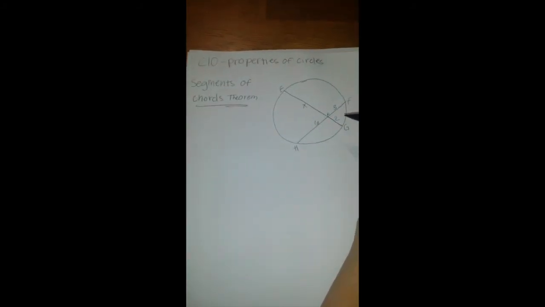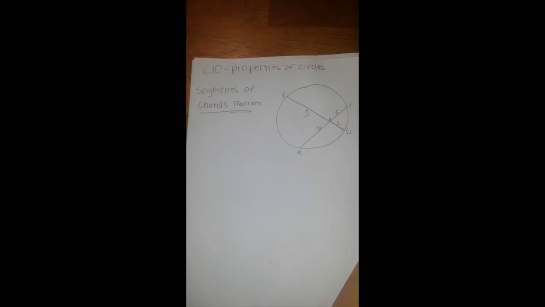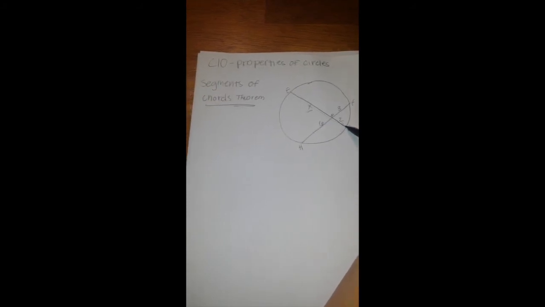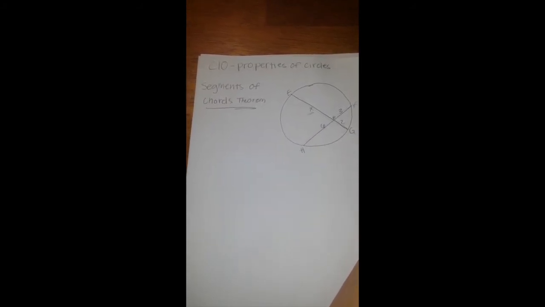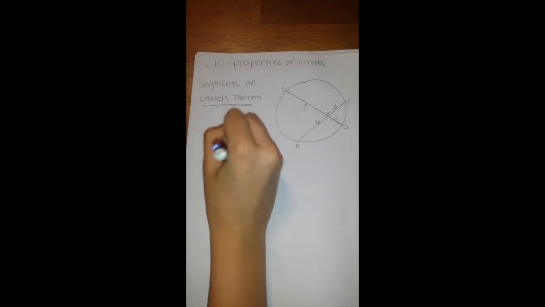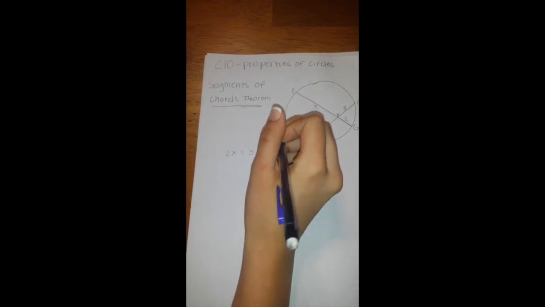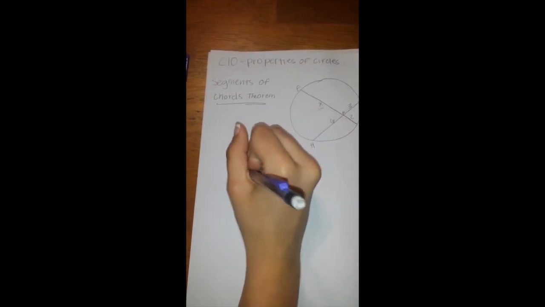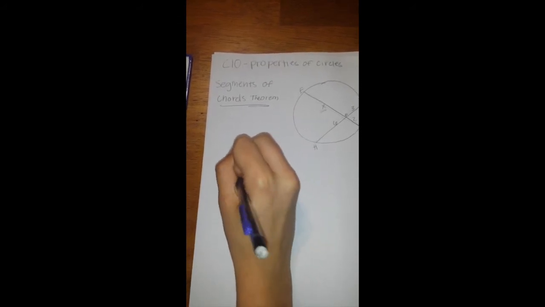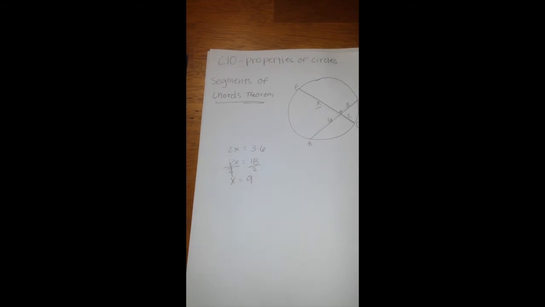And this is properties of circles. So we're going to try to find x right here. So we're basically going to set this segment right here to equal this one. So that's by the segments of chords theorem. So we're going to have 2x equals 3 times 6. So when you get that, you have 2x equals 18, divide by 2, x equals 9.